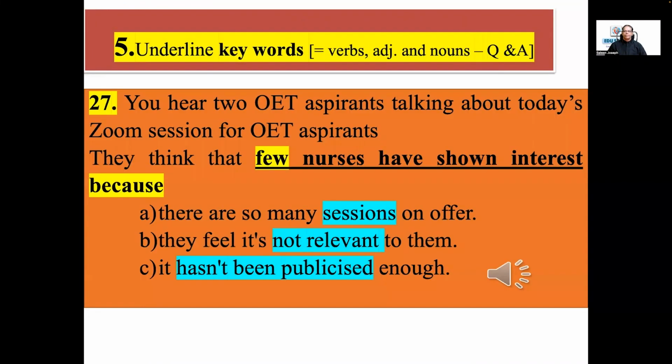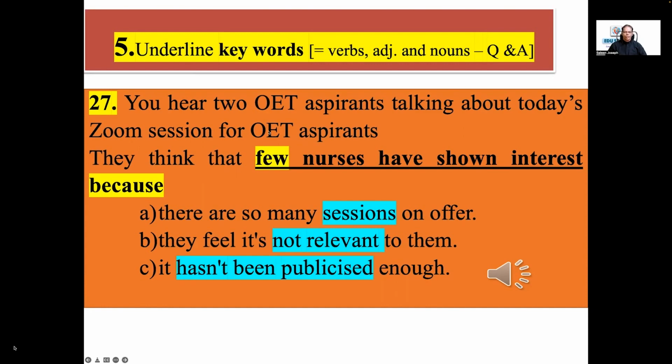Underline keywords. Just listen to this. Now, could somebody read this question for me? Underline keywords. You hear 2 OET aspirants talking about today's Zoom session for OET aspirants. A, they think that few nurses have shown interest because there are so many sessions on offer. B, they feel it's not relevant to them. C, it hasn't been publicized enough. Now, this is the question.